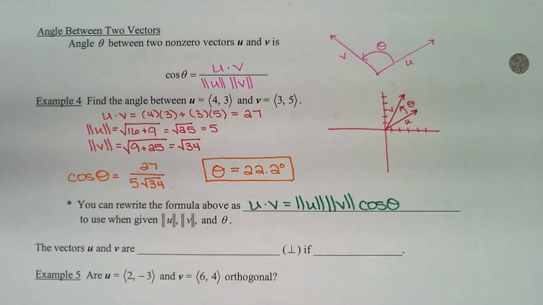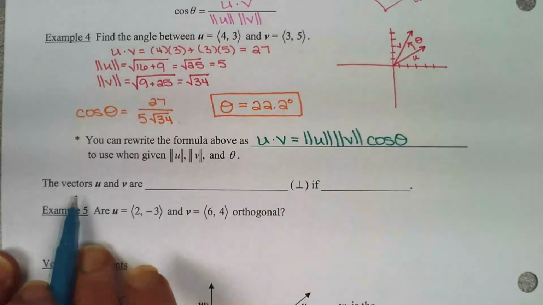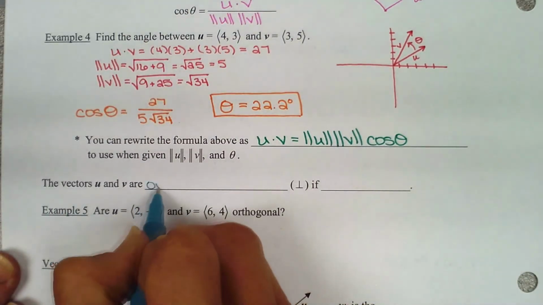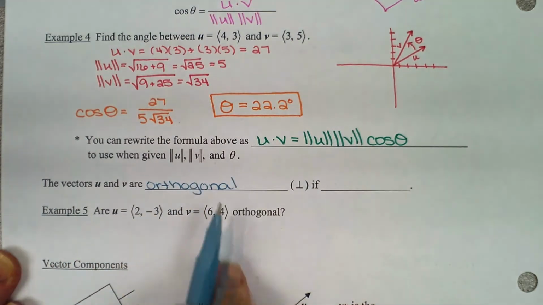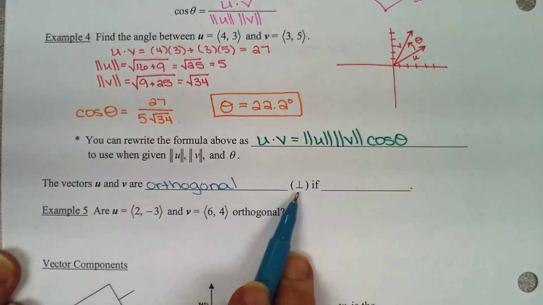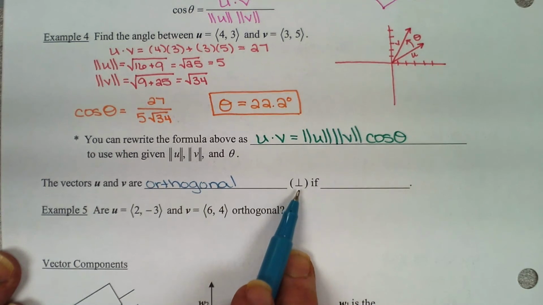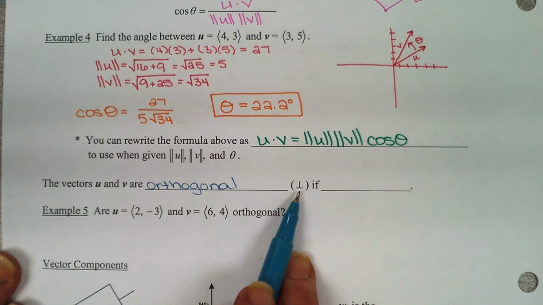Now, the reason this is important and helpful is we've got this other thing here that is something called orthogonal. So two vectors u and v are orthogonal, which what orthogonal means is perpendicular. And if you remember back from geometry, that's the symbol for perpendicular. So two vectors are going to be perpendicular to each other.